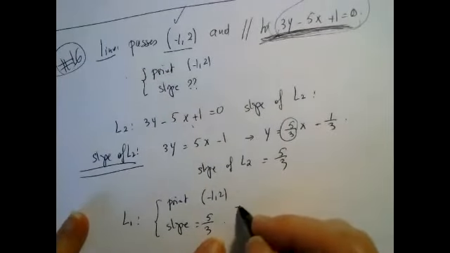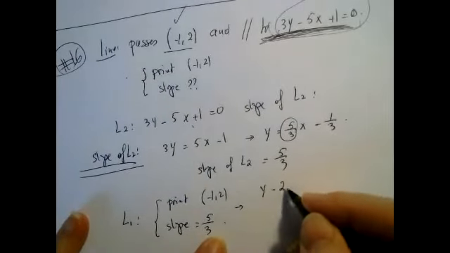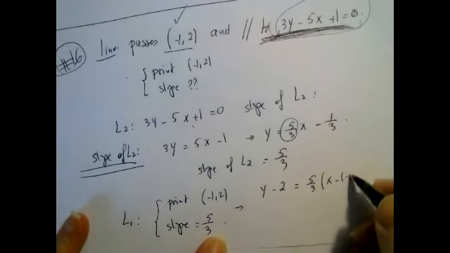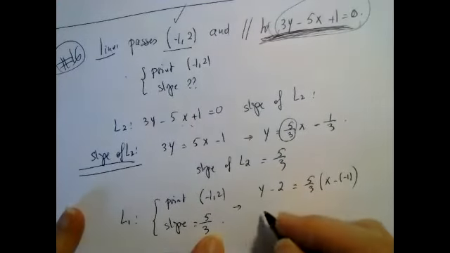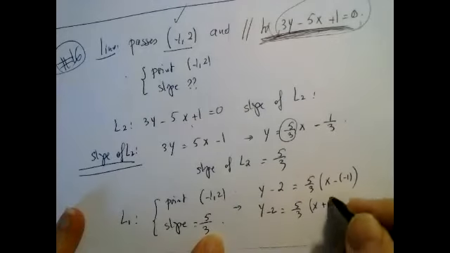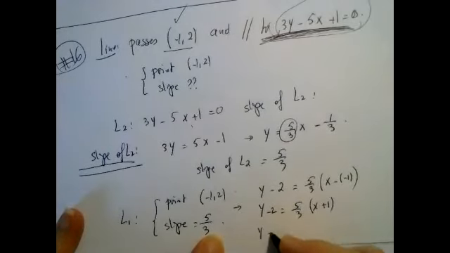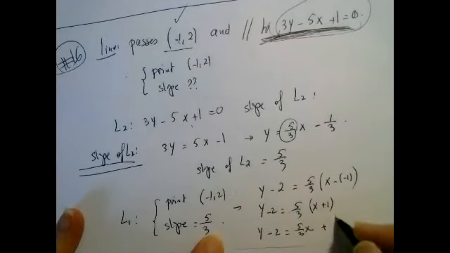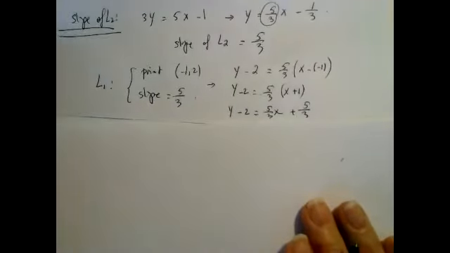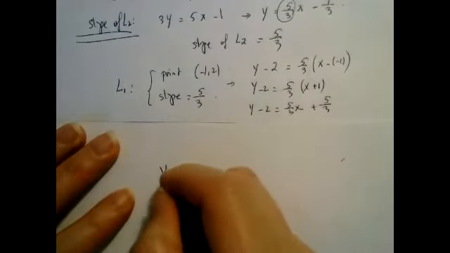So now how to find this equation? We've done this: you can use the point-slope form or the slope-intercept form. So you get y minus 2 equals 5 over 3 times (x plus 1), and then you find y equals 5 over 3 x plus 5 over 3. And then I will finish on another paper. Okay, so perpendicular, you have one rule. Parallel, you have another rule. You have to be careful with what I'm giving you.